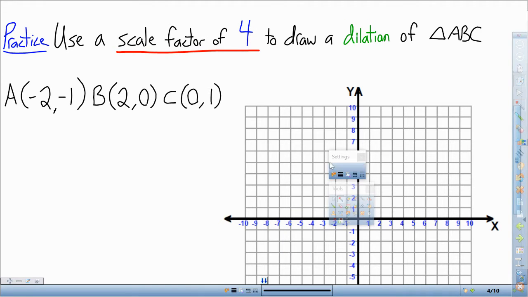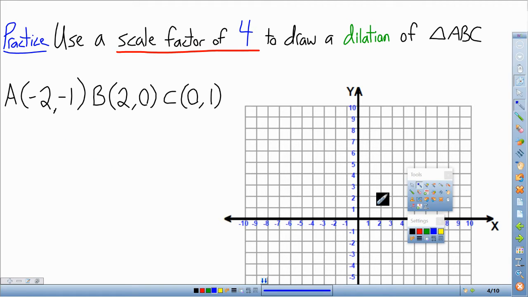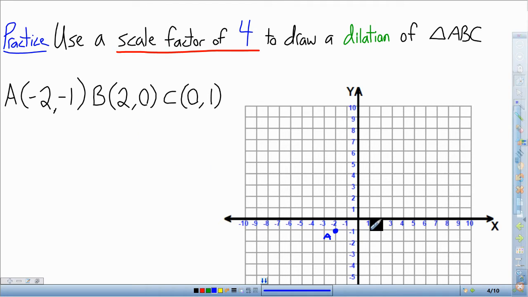Okay, so let me plot these real quick and you can see if yours matches mine. A is at negative 2, negative 1. Actually, I'm gonna make this blue like I normally do. Okay, so there's A. B is at 2 on the X, 0 on the Y. Be careful on that. C is at 0 on the X, 1 on the Y.